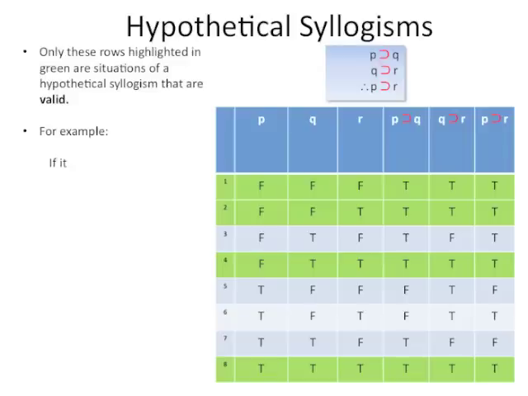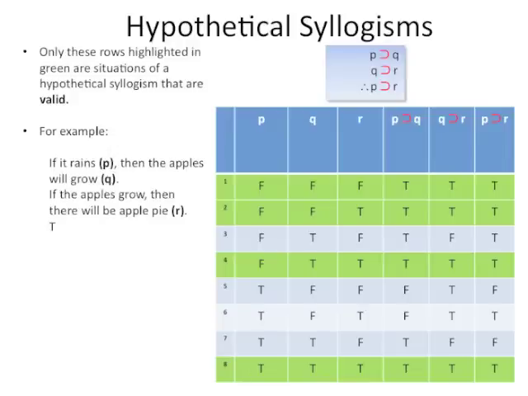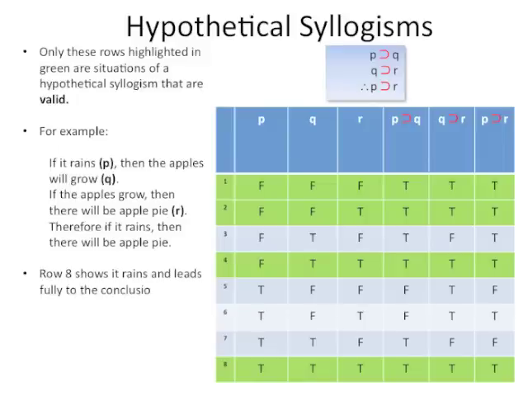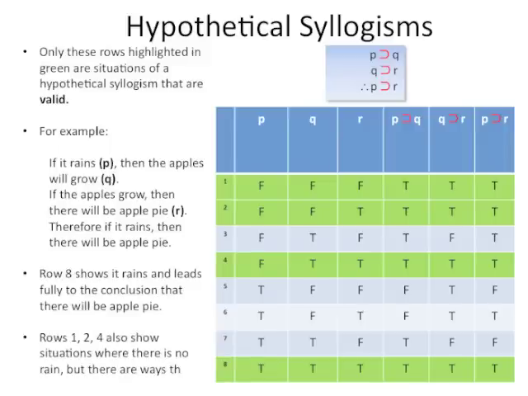let's use another argument, right, another hypothetical syllogism. If it rains, then apples will grow. If the apples grow, then there will be apple pie. Therefore, if it rains, then there will be apple pie. Now, row 8 shows that it rains, and it leads fully to the conclusion that there will be apple pie. Rows 1, 2, and 4 also show situations where there's no rain, but there are ways that we validly get apple pie.